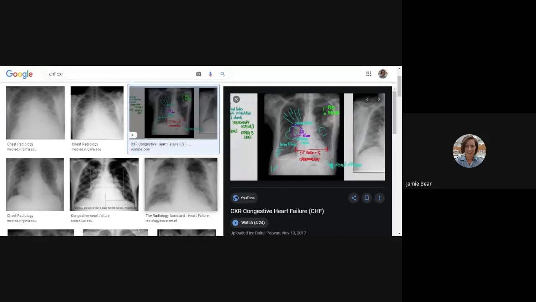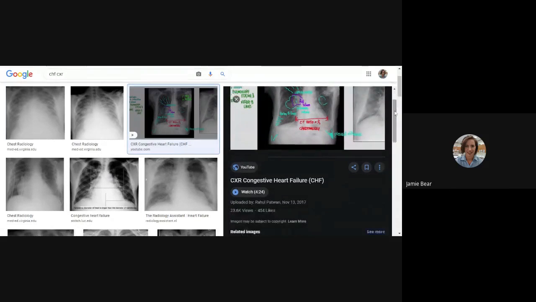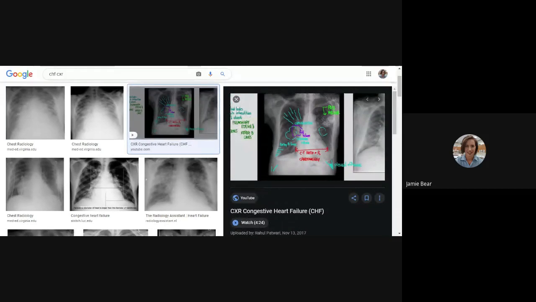So I think chest X-rays and imaging are kind of fun because you're just looking at pictures of what's going on inside the chest. So that's the very basics on that. We'll continue to keep looking at these.